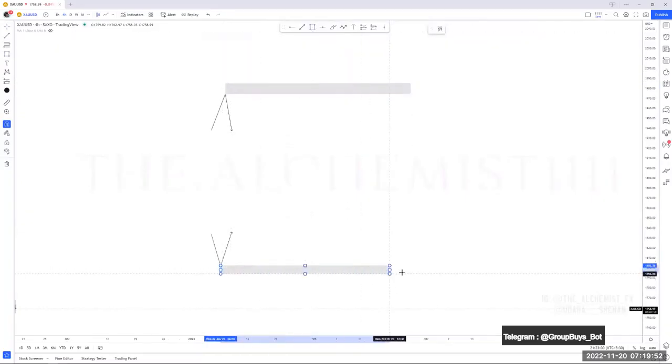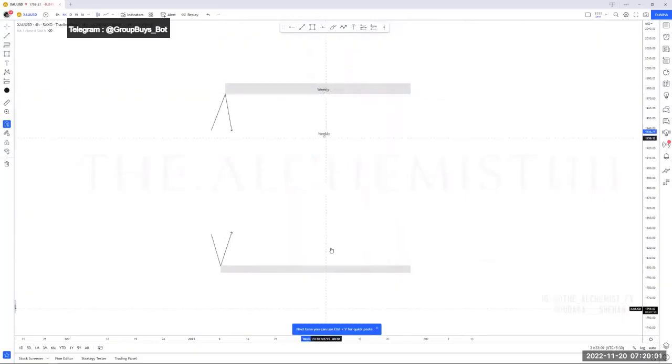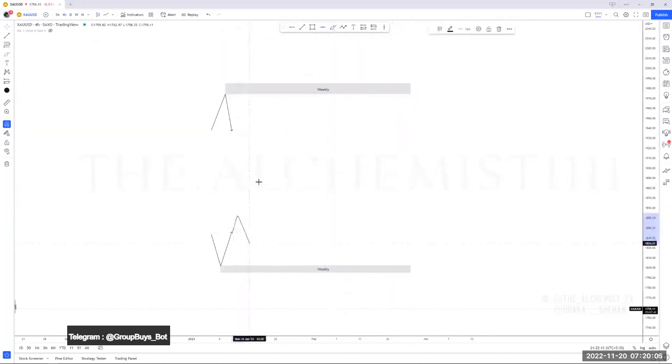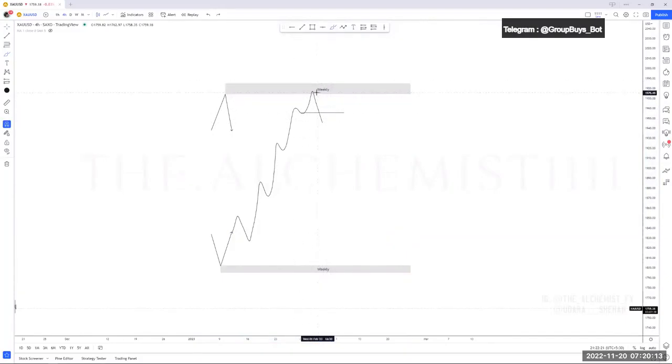Resistance and a support on the daily. Let's say this was actually the weekly. Now let's say the market is coming back into a weekly zone and did this. So if it starts on a weekly, remember very well, it will only end at a weekly.